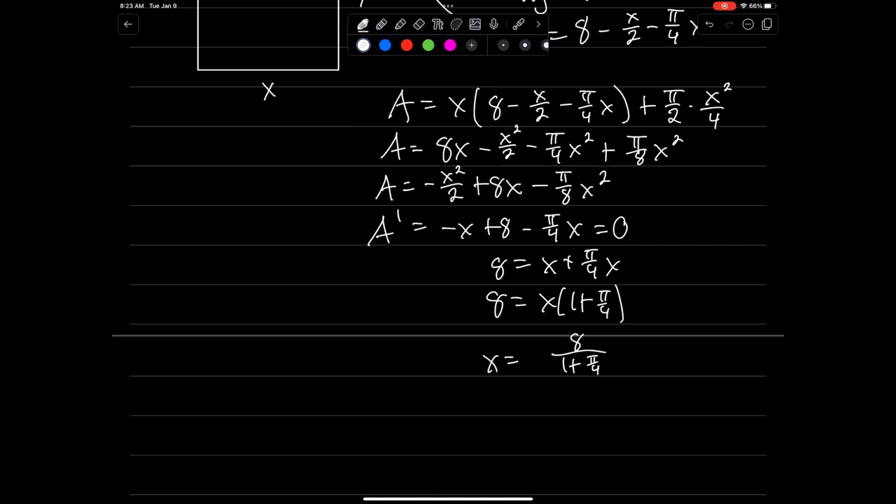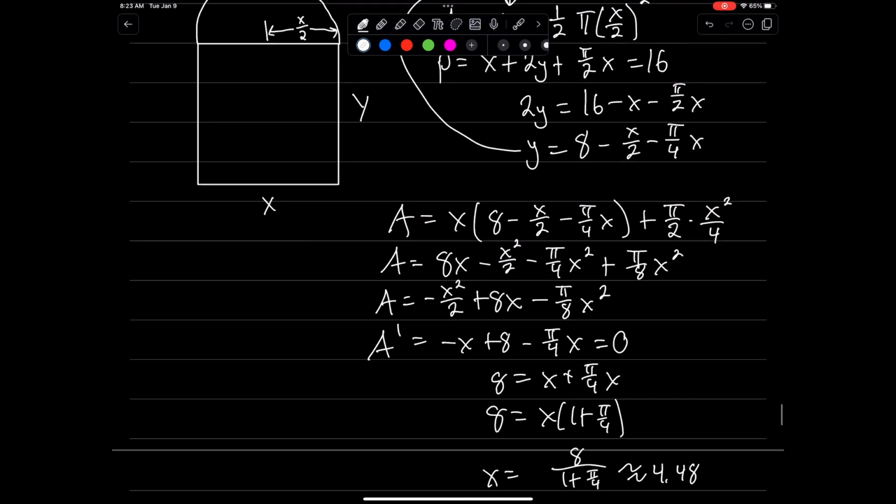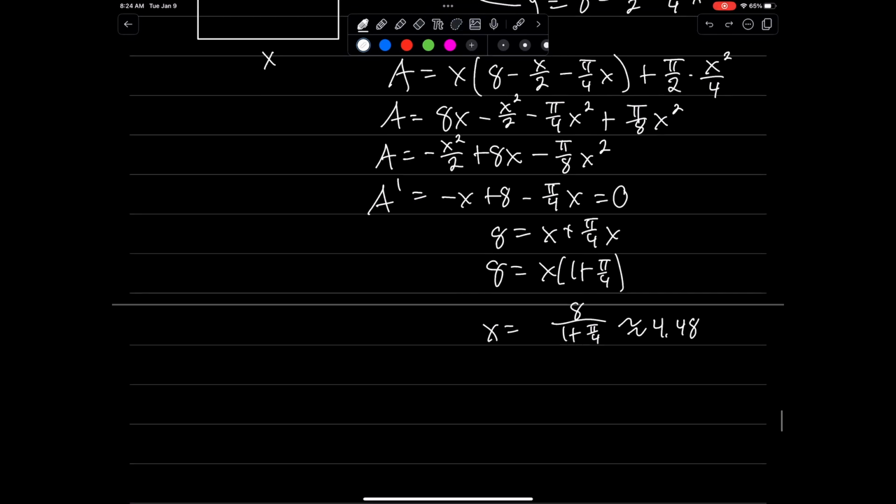Now what we should do, I'm going to plug this into my calculator. Yes, I know my battery is low. 8 over (1 plus pi over 4) is approximately 4.48. I'm going to store that. Remember, your store button is right by the on button. And then I'm going to take this value for x and plug it back in for our dimension for y, and then we'll actually be done.